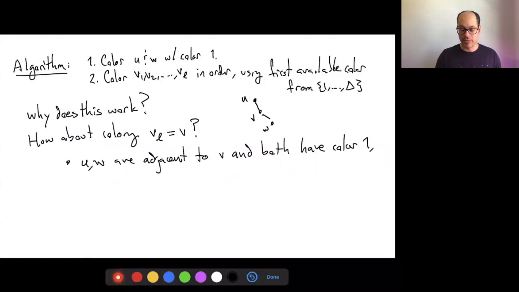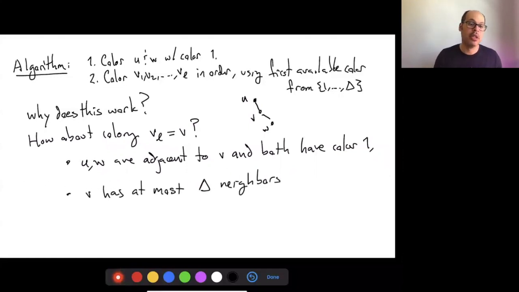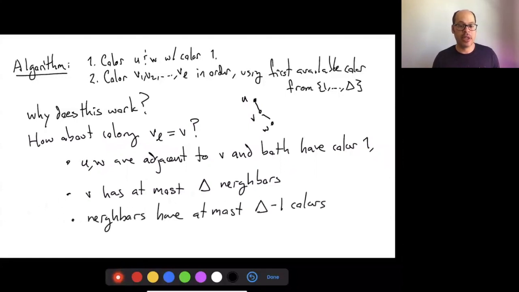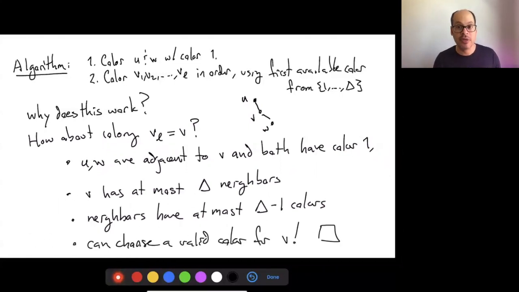Now, because they have color number 1 and V has at most delta neighbors, that says the neighbors use at most delta minus 1 colors, because two of the neighbors have the same color. So you can't have the full delta colors. Two of them have to be the same, which means there is one color you haven't used, and poof, we're done.